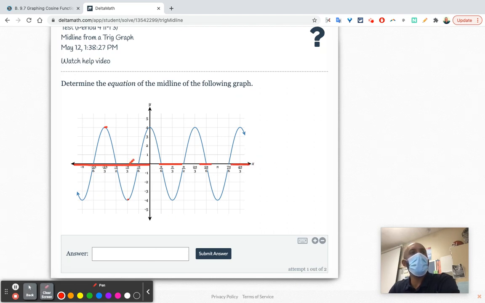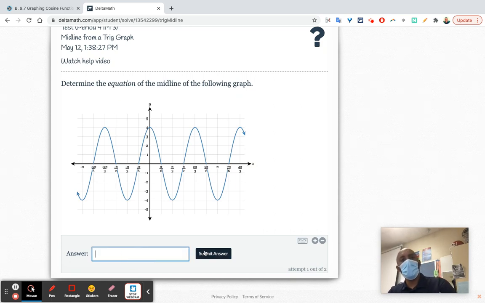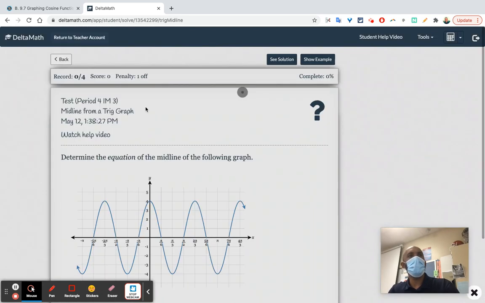But remember, it's asking for the equation, right? Not just for that value of 0, which is right there in the middle. So the equation of a horizontal line going straight across is y equals. Okay, you put y equals and then that value. All right, so that's pretty much it for that one.